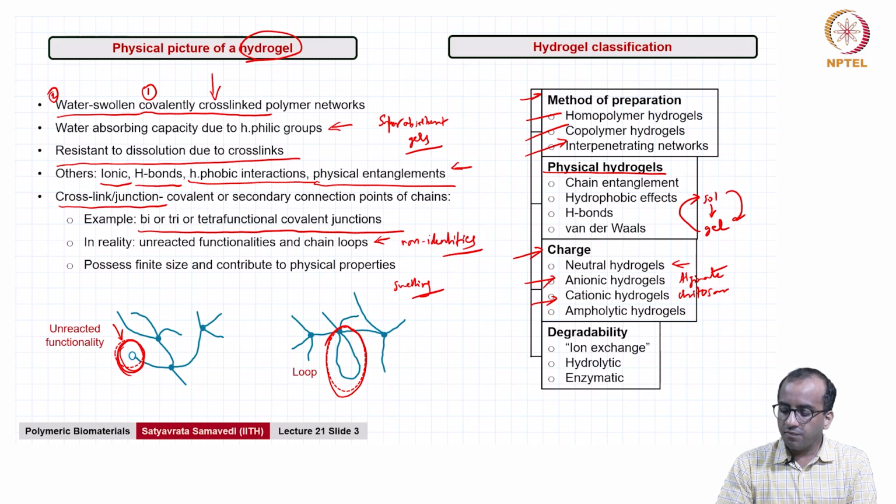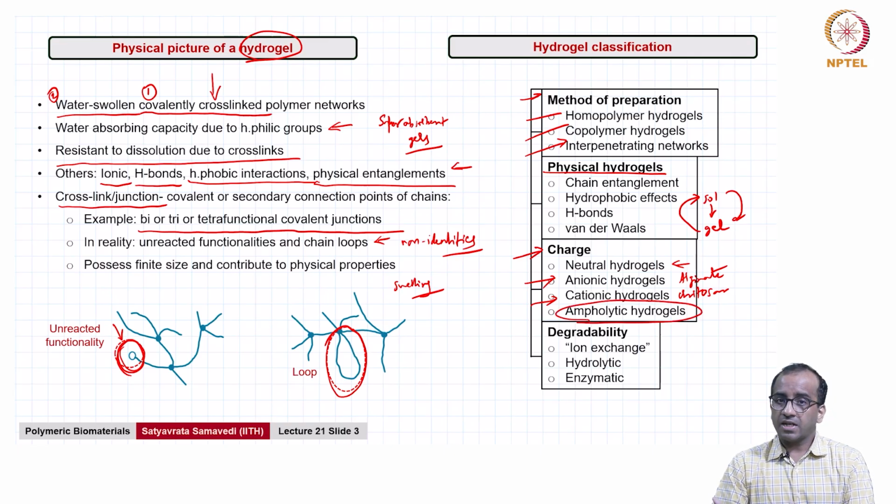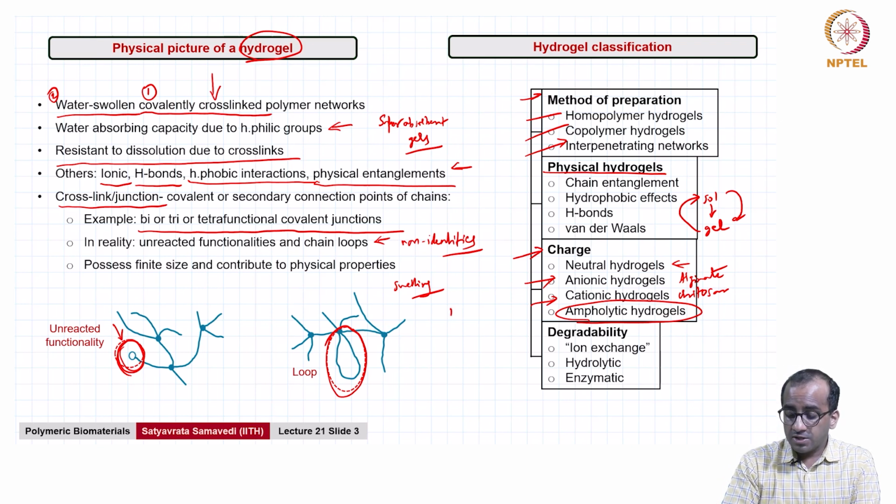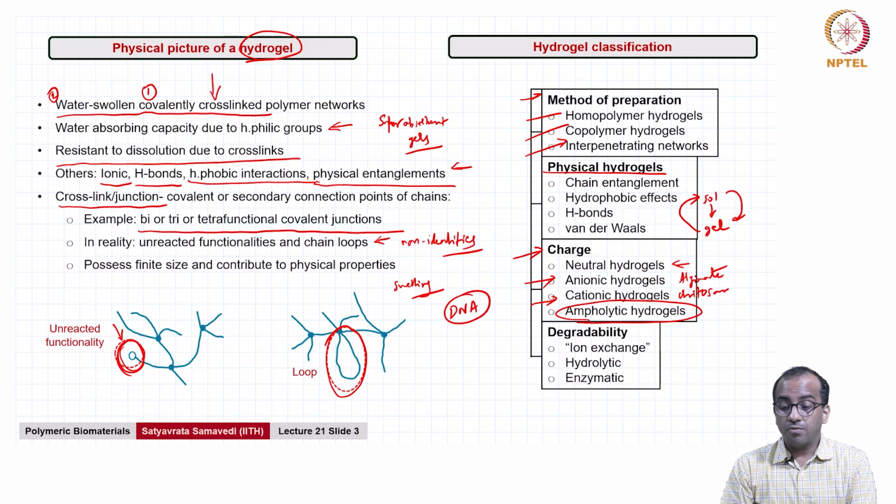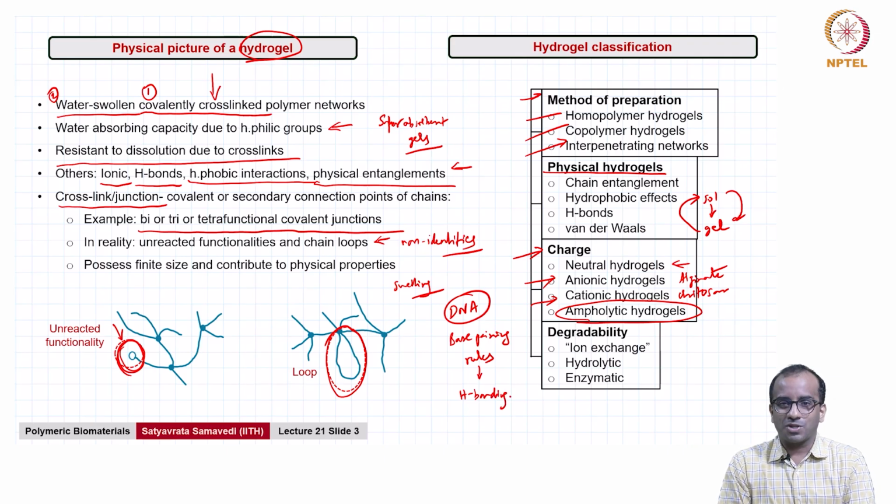Of course, you can have ampholytic hydrogels. Protein-based hydrogels, for example, would fall under this class. You can also have other types of hydrogels based on DNA, for example, where you use the base pairing rules which are largely governed by hydrogen bonding to form networks. So, you see the template or the canvas is pretty large, where you can now choose a large number of different monomers based on their properties and use them depending on the application.